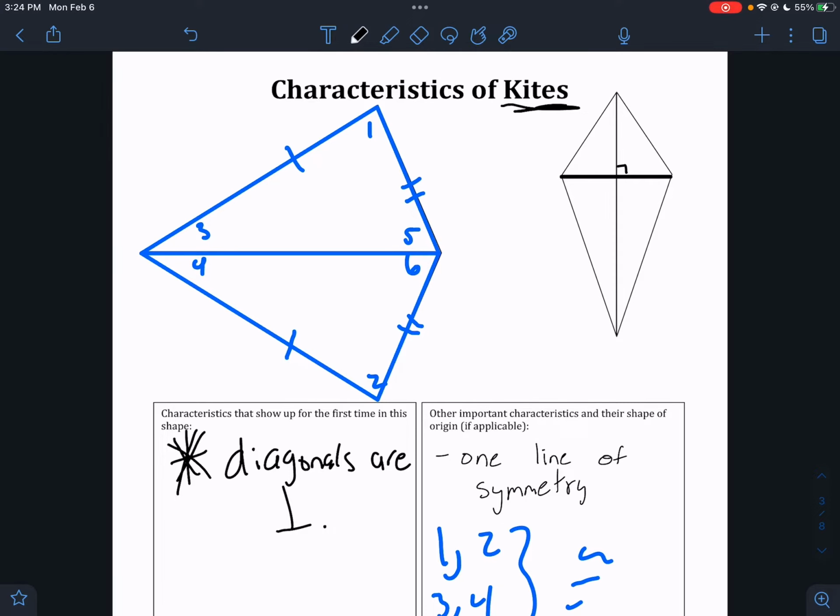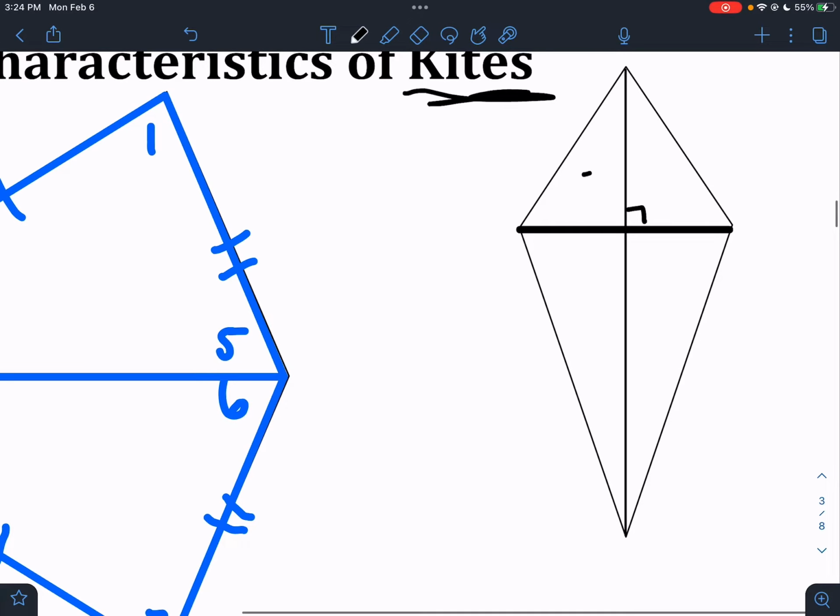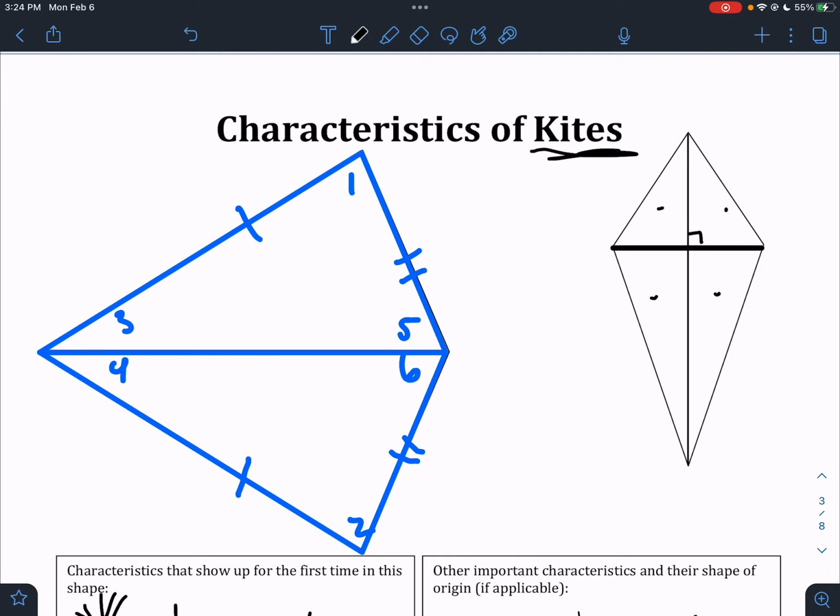So here's the big thing, guys. The diagonals are perpendicular. It's the first time we ever have that. And that means we have right triangles. So when you have right triangles, you need to be thinking, ooh, you might be getting tricky with it. There might be sine, cosine, tangent. There might be 30, 60, 90s, 45, 45, 90s. There might be some Pythagorean theorem. All that's on the table anytime you have right angles.